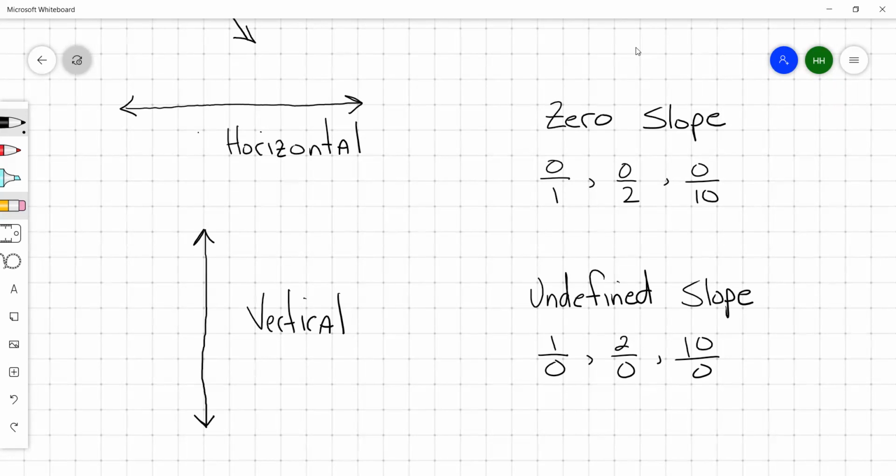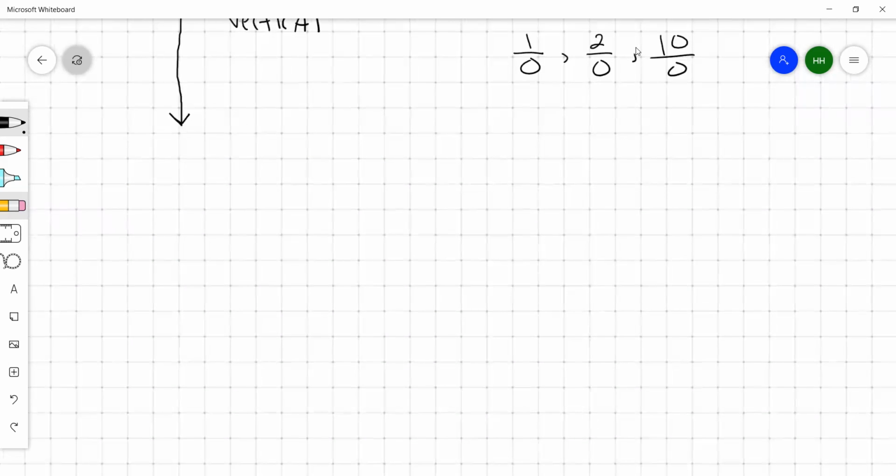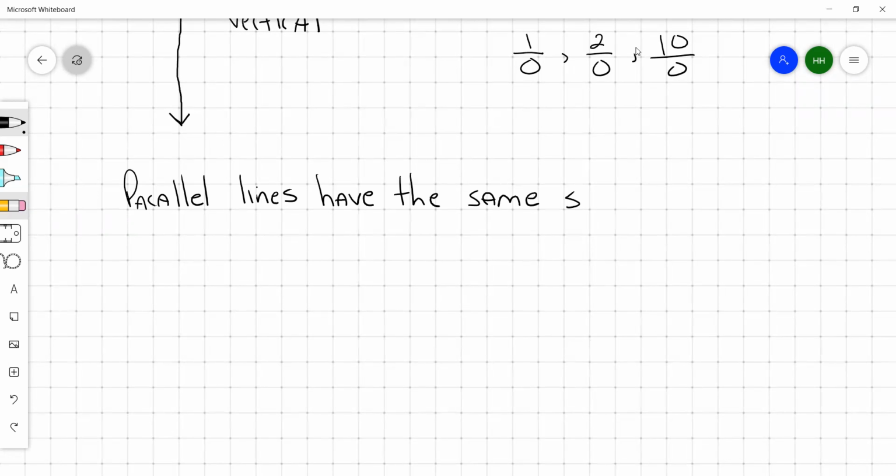And in the second part of your assignment today, you're going to be asked to determine if the lines are parallel, perpendicular, or neither. So let's write this down: parallel lines have the same slope. Parallel lines have the same slope.